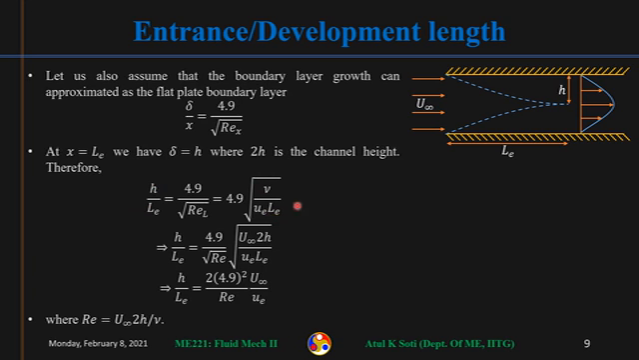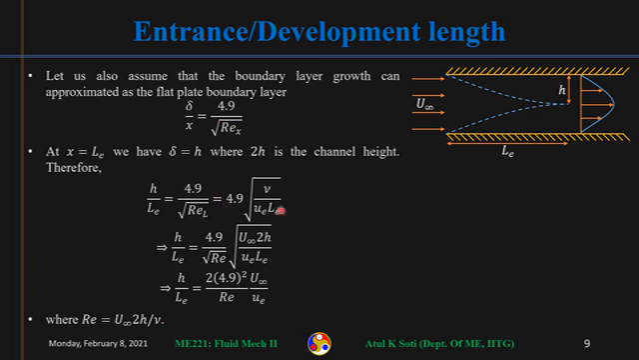So we do a little bit of algebra here. We multiply and divide by u infinity into 2h, so u infinity into 2h divided by nu, that is Re. After algebra, you will get this: h by Le is equal to 2 into 4.9 squared upon Re times u infinity by ue, where Re is the Reynolds number based on channel height.